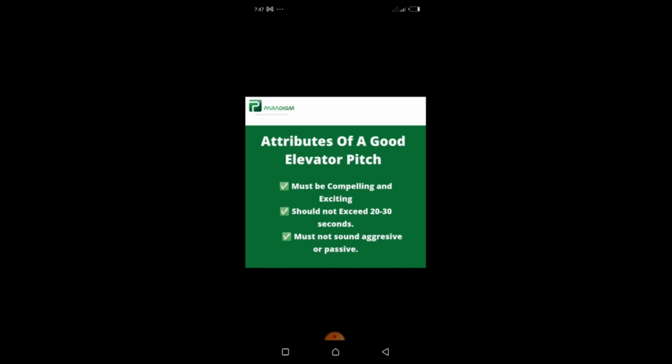And then the last attribute is that your pitch must not sound aggressive, neither should it sound passive. When you sound aggressive, you make it look like you just want to make a sale. You just want the person to buy from you. You want to force your business idea or product on that person. And that is wrong. On the other hand, when you are passive, that is when you don't sound like you yourself are convinced about your business. You must choose a middle course.